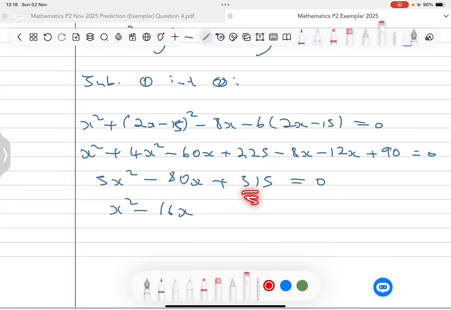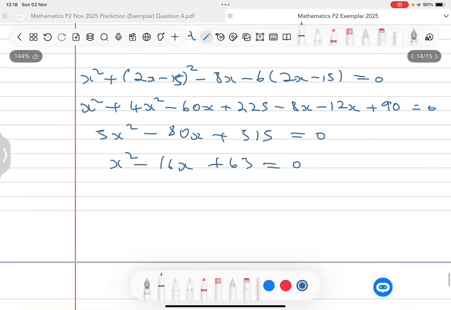Then if we divide 315 by 5, that should give me 63. And remember, what we do on the left, we do on the right. If we divide this by 5, we really get 0. Now, when I have something like this, it's easy for me to factorize. I'm going to break this into 2 products, 2 brackets there, because I'm multiplying 2 numbers.